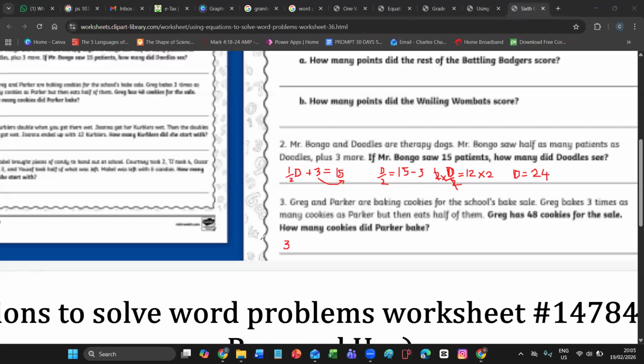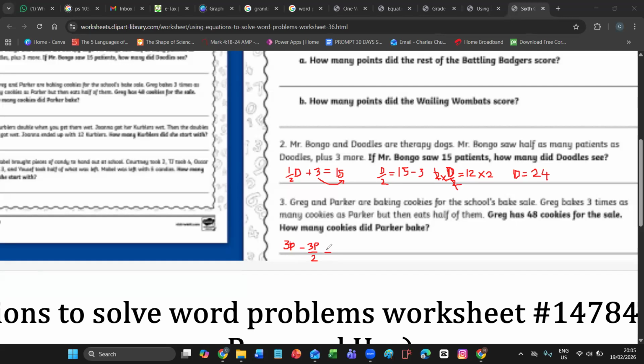Okay, so let's just say 3 times P. Now they give us, but then he eats half of them. So half of what? Half of 3p. So half of 3p is going to be 3p over 2. Do you agree with that? Yes, sir. Okay, so let's get that down first. He eats half of them.